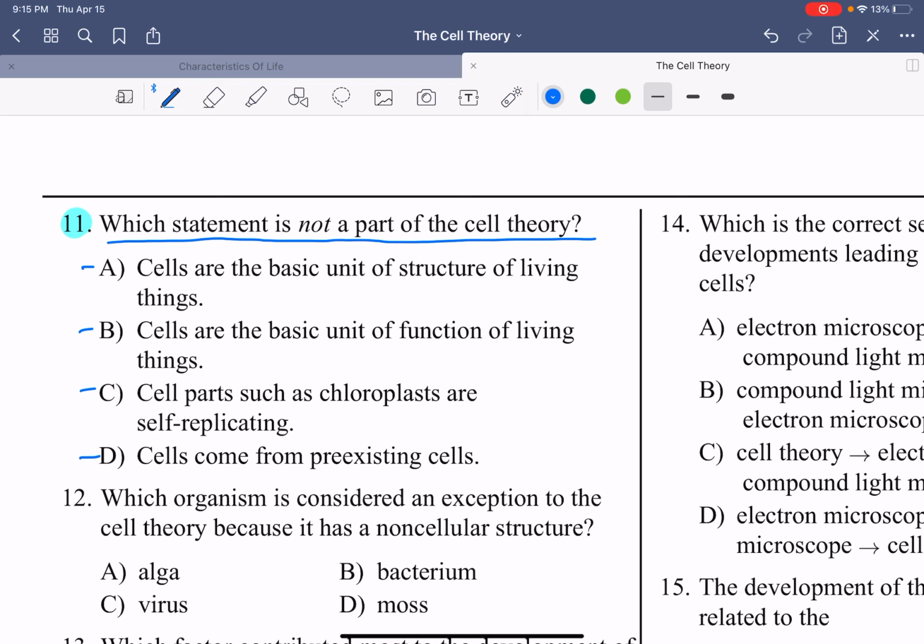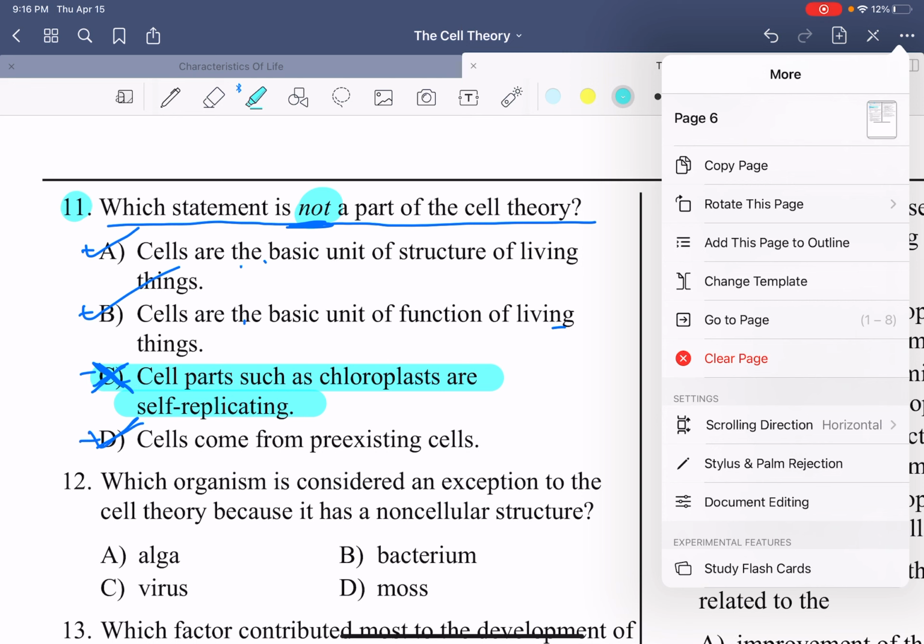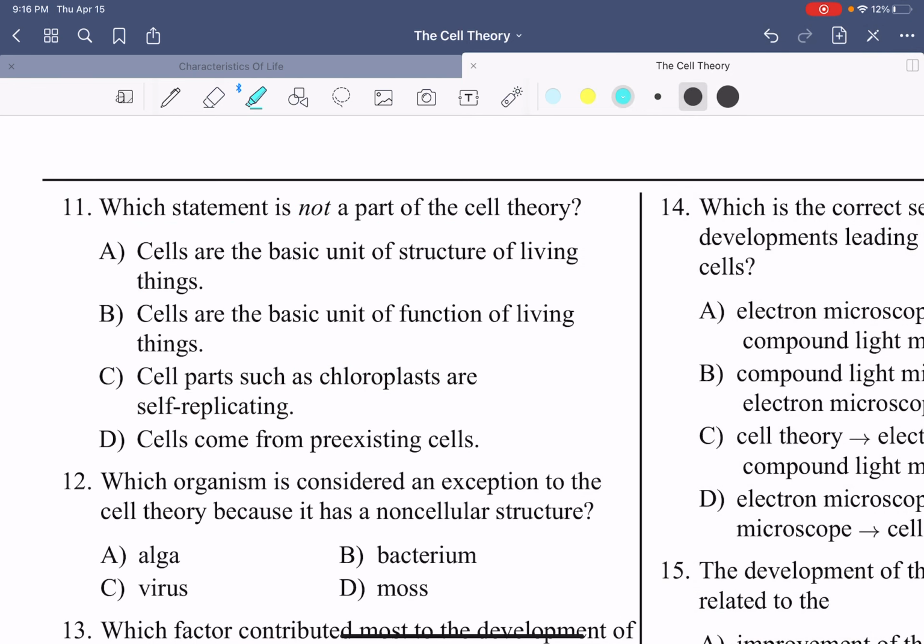Okay, hopefully you paused the video. So which statement is not a part of the cell theory? Let's see. Cells are the basic unit of structure of living things. Yes, and it's looking for not. Let's highlight that not. Cells are the basic unit of function of living things. Isn't that the same thing as up here? Cell parts such as chloroplasts are self-replicating. That is not part of the cell theory. Cells come from pre-existing cells, yes. So the best answer for number 11 is C. So hopefully you got 11C.